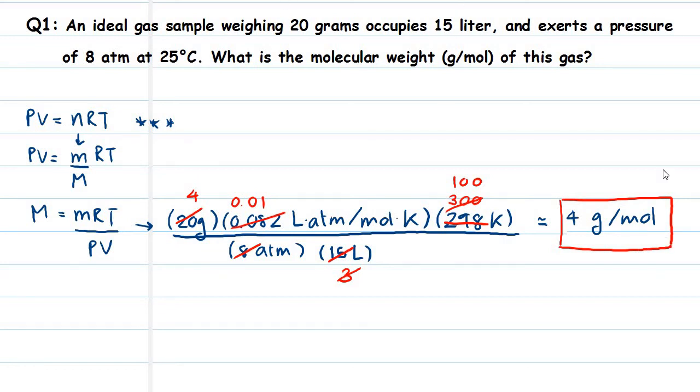And if you actually have a calculator, you can plug it in and you should get about 4.07 gram per mole. They're pretty close anyway.